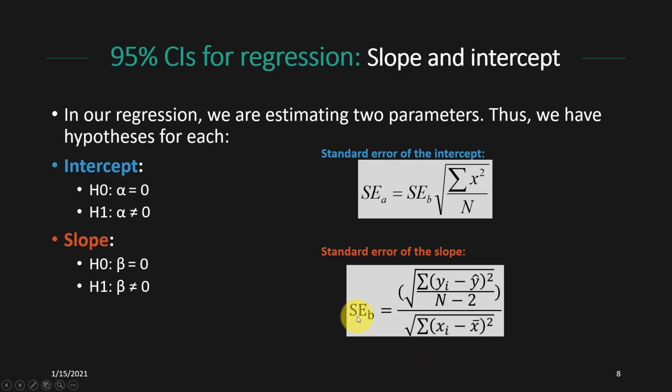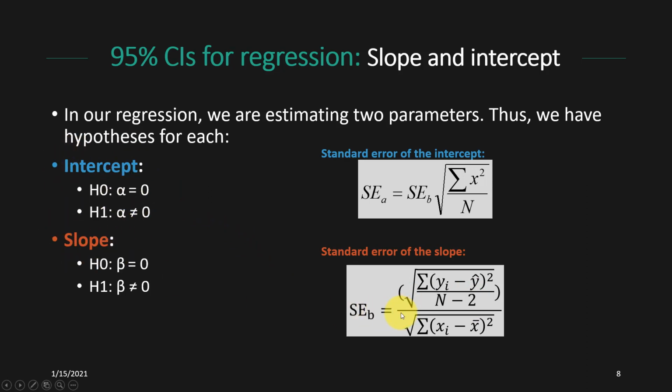The standard error for the slope is a little bit more complicated, but it involves taking the difference between each of the actual y values and the predicted y value and then squaring it, right? And then we divide that by n minus 2. The degrees of freedom here are the number of observations minus the number of estimated parameters, and it's 2 parameters because we're estimating both an intercept and a slope, right?